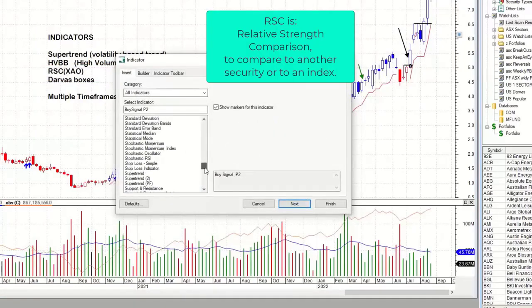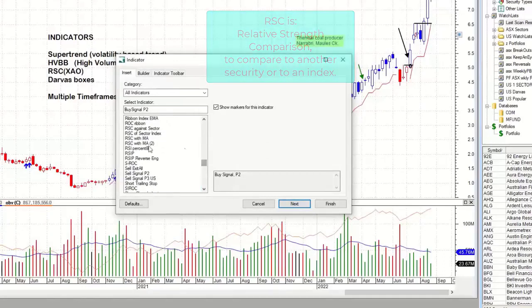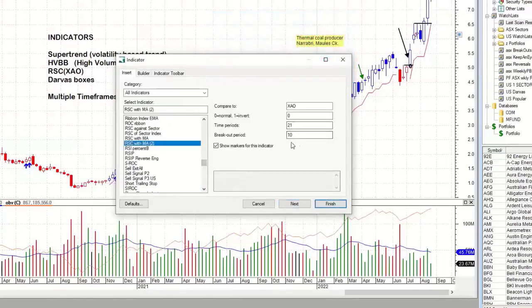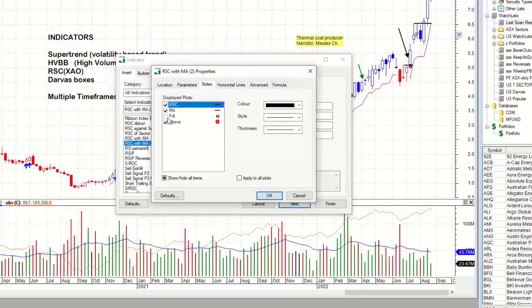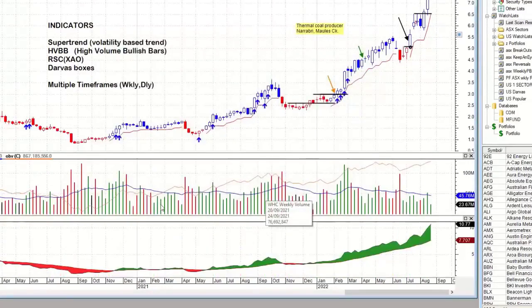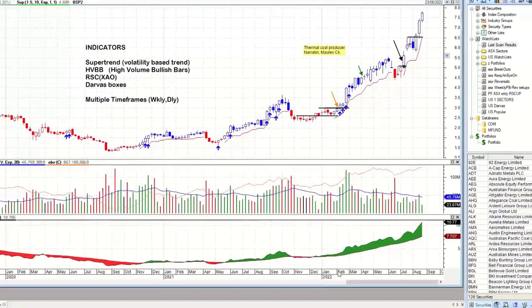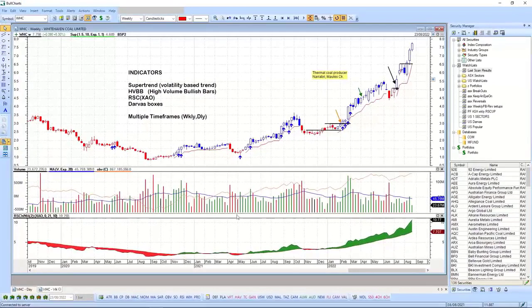And for that, I use a relative strength that has a moving average attached to it. So I use 21 periods. I'm happy with that. I put it on its own pane, and I want to see the fill. The fill is the most important thing, and we just increase the fill up to there. So now we see something like this. We get an indication that this particular price movement is going up faster than the XAO, or the market index.